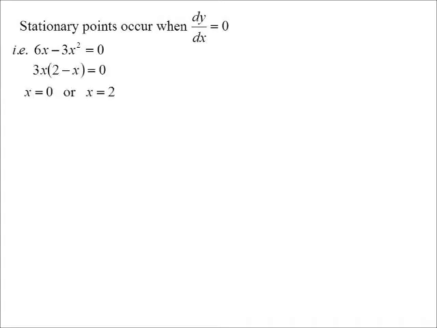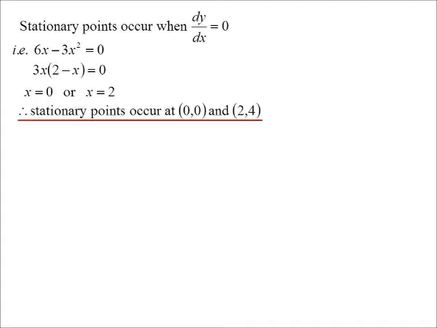So we have 3x(2 - x) = 0. So either x equals 0 or 2. So we have two stationary points, and we can work out the y value. Now be careful, make sure you substitute into the equation that says y equals. It's a common mistake. People substitute it into the derivative, and consequently, what value do they get for the y value? Zero, of course, because it's a stationary point.